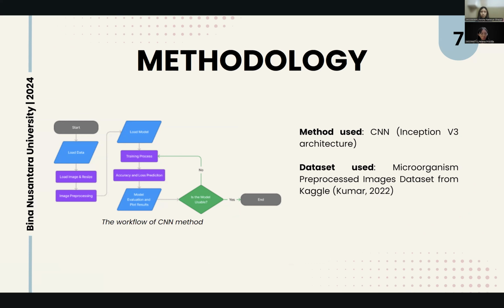Okay, next I'm going to explain our workflow. The image below is the workflow of our CNN method, and the method that we use is the CNN Inception V3 architecture. The dataset that we use is the microorganism preprocessed image dataset from Kaggle. Inside there, we already have images with varying labels: yeast images, amoeba images, hydra, spiral, spherical, rod, bacteria, Euglena images, and also Paramecium images.